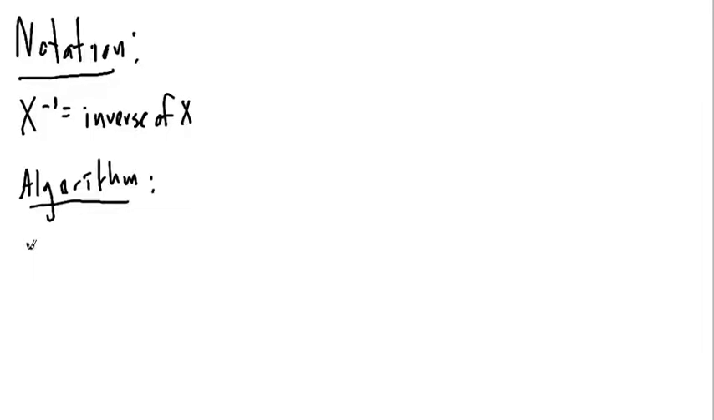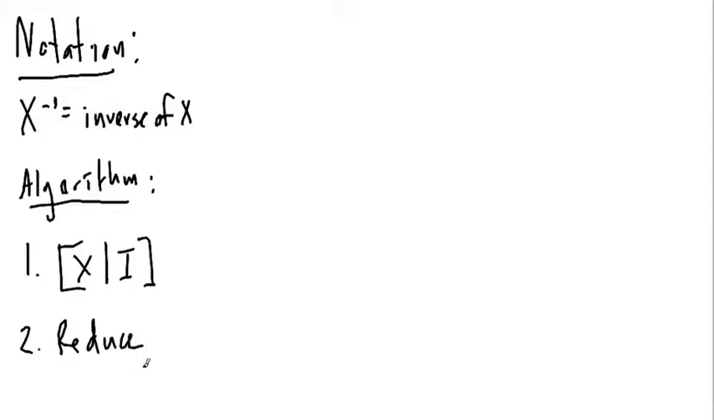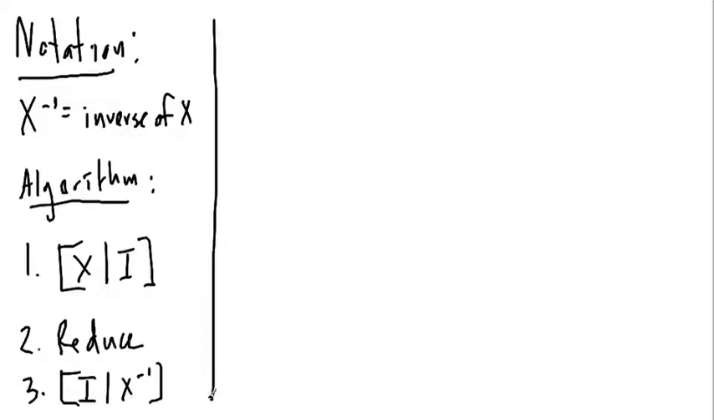And the algorithm is pretty much this. 1. You write an augmented matrix with the matrix X to the left of the bar and the identity matrix to the right. 2. You reduce it so that 3, you end up with the identity matrix on the left and the inverse on the right. So let's do two 3 by 3 examples of this.